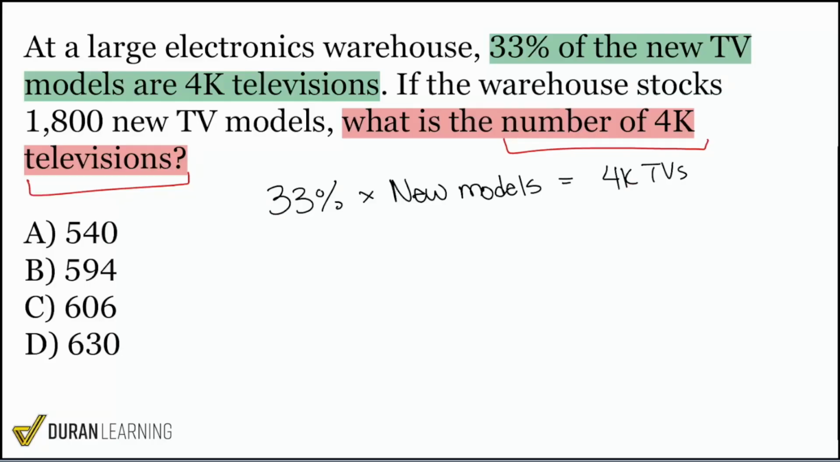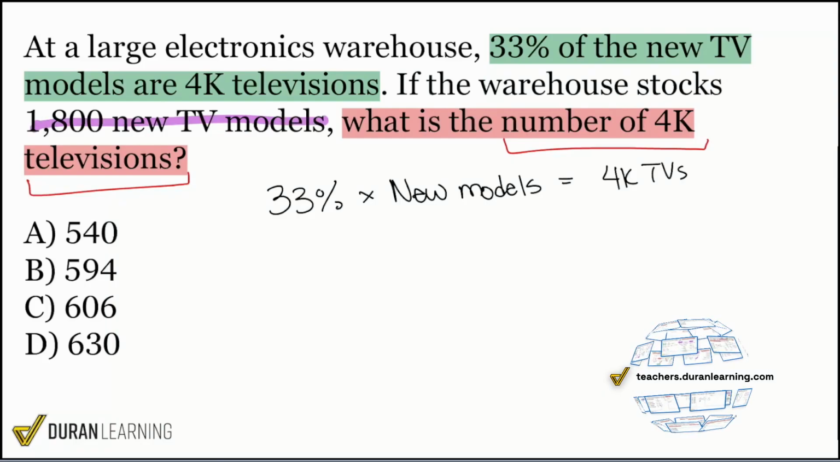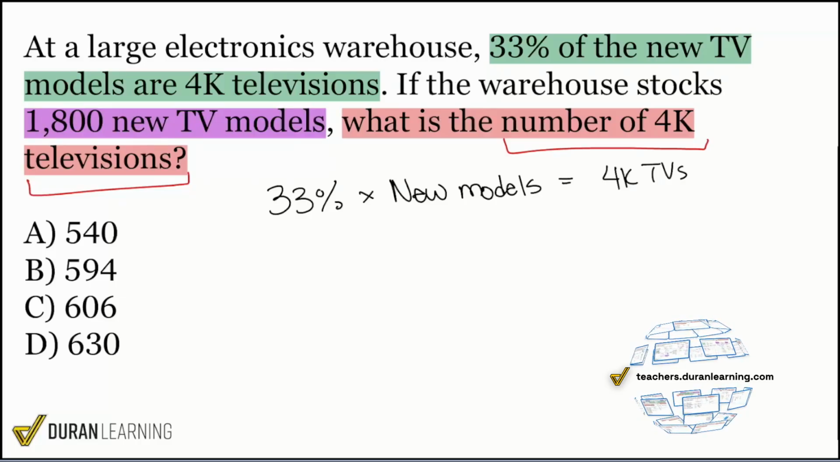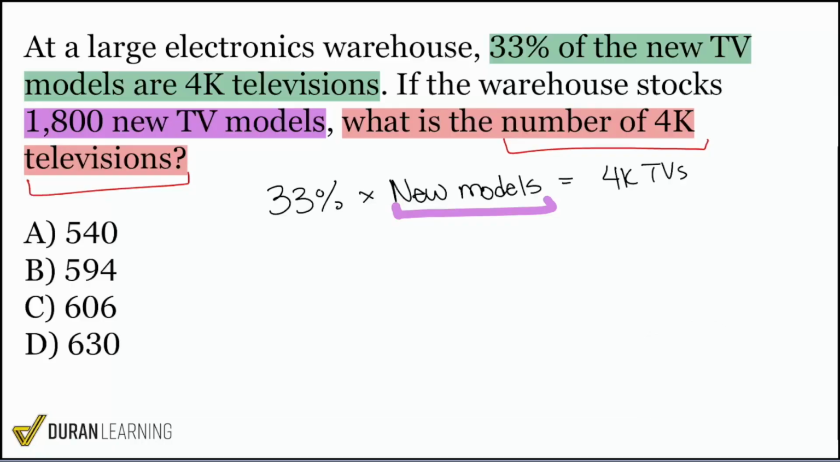Okay, sounds good. Now, what information do we have? It says the warehouse stocks 1,800 new TV models. So right there, it stocks 1,800 new models. Let me go ahead and highlight that. There we go. 1,800 new ones. So we can replace the new models with 1,800. So when we turn that into a decimal, it's 0.33 times 1,800 equals the number of 4K TVs.